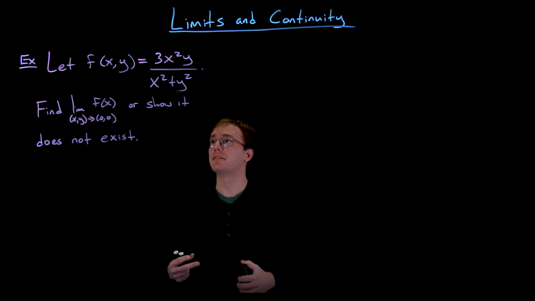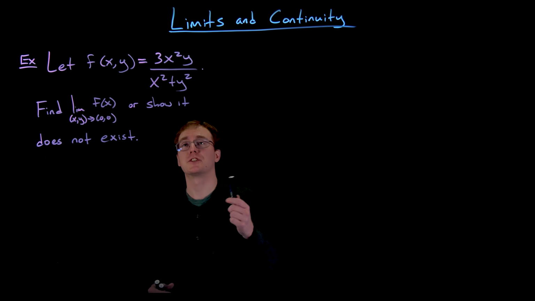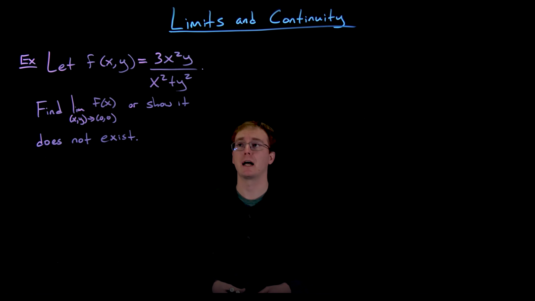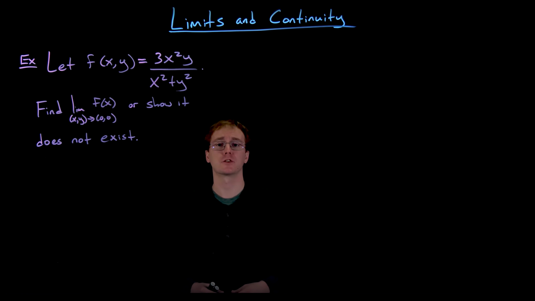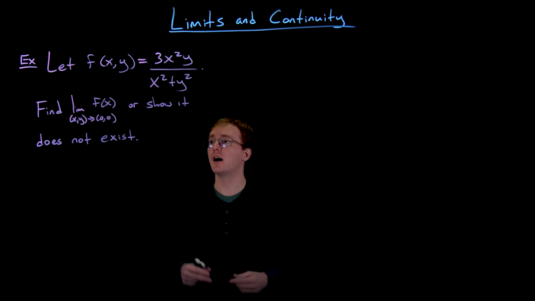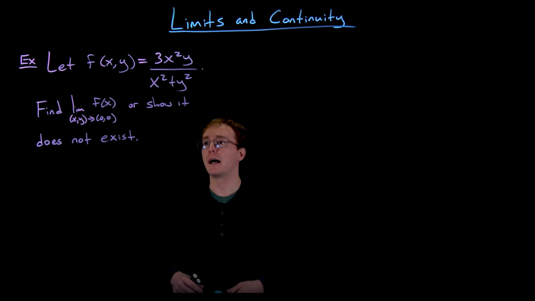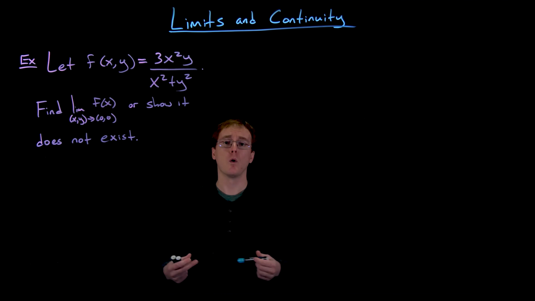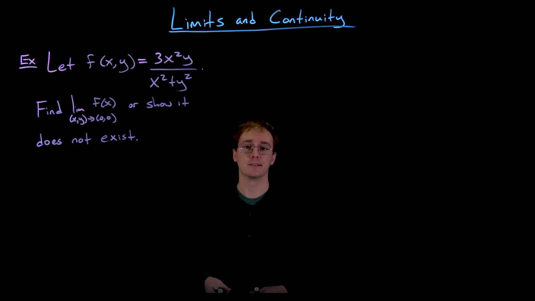In this example, we are given the function f of x comma y, which is defined as 3x squared times y divided by the quantity x squared plus y squared. And in this example, we're trying to find the limit of our function as x and y approach the point 0, 0, or we want to show that this limit does not exist.